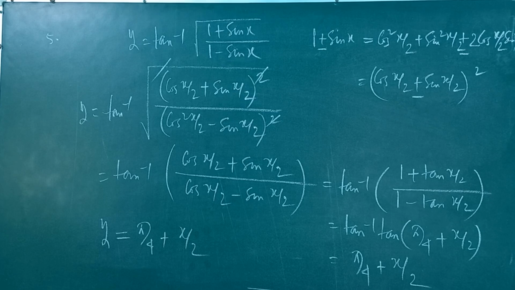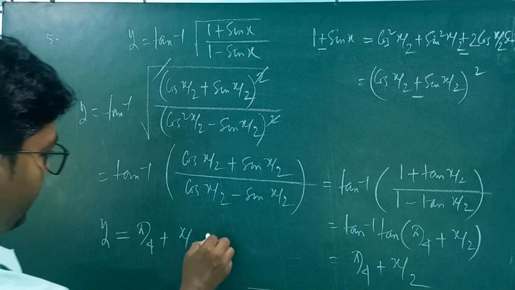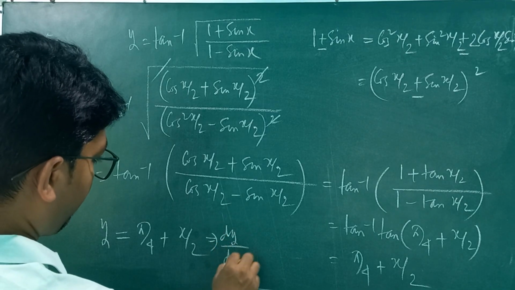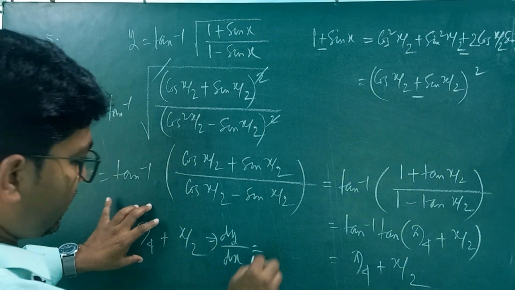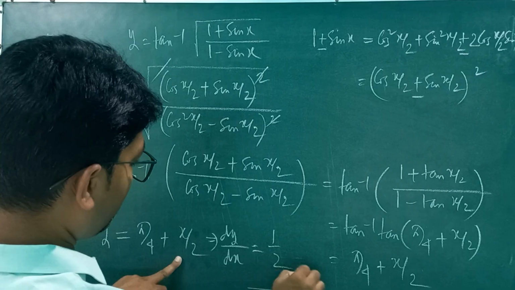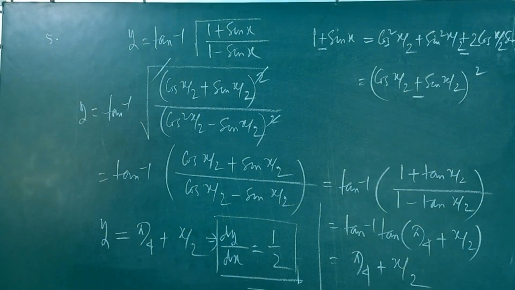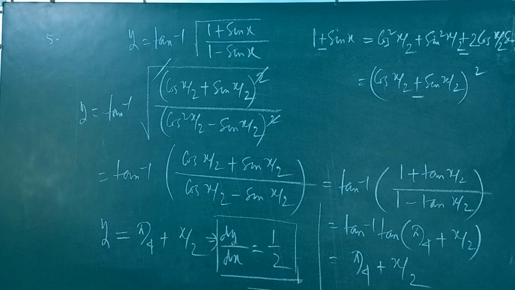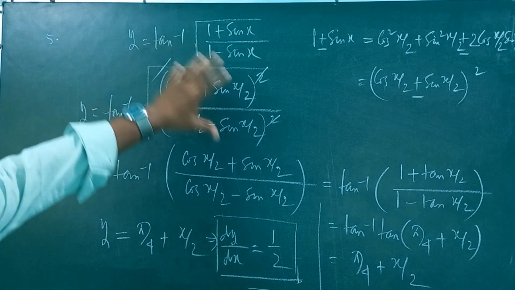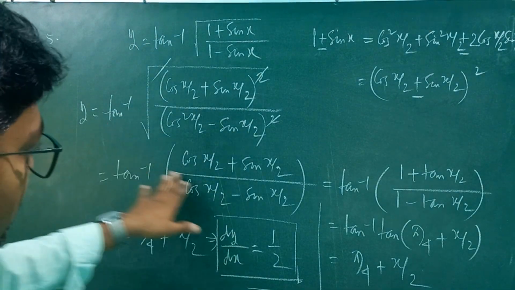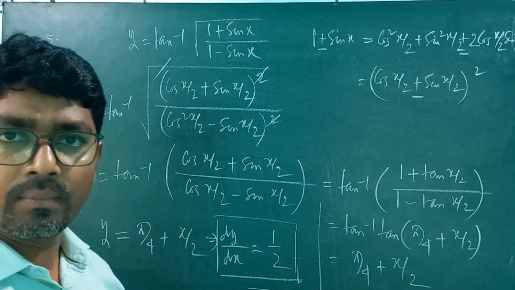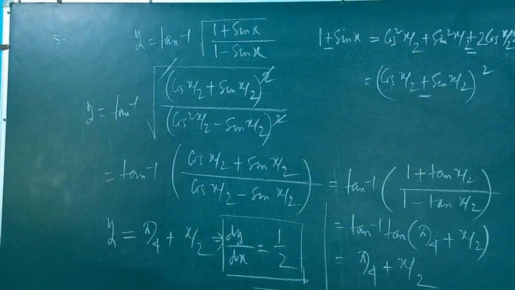So this is a very simple function. You can easily calculate its derivative. What is dy by dx? Pi by 4 is a constant, its derivative is 0. X by 2, its derivative is only half. That is our result. So clear to everyone? This is a very important trigonometric function which can be easily reduced to a simple form. Then you take its derivative and it will be very simple.